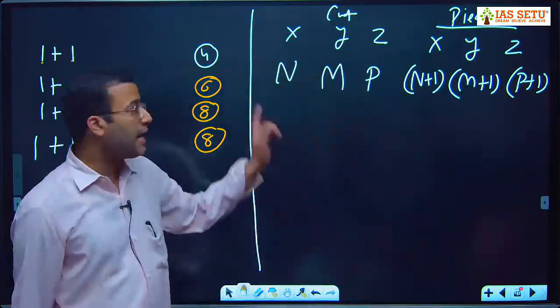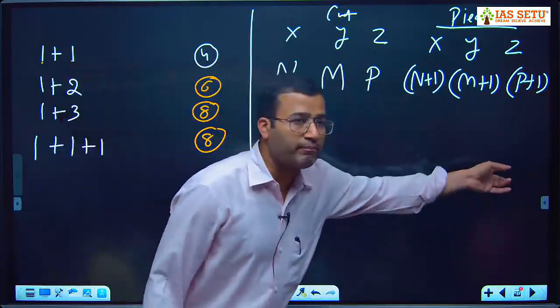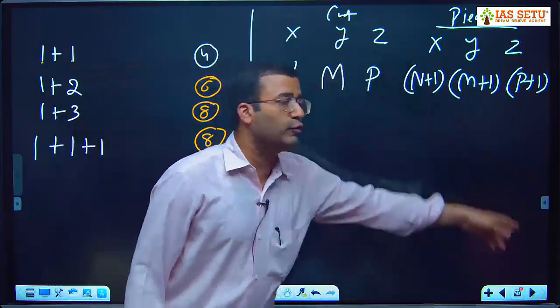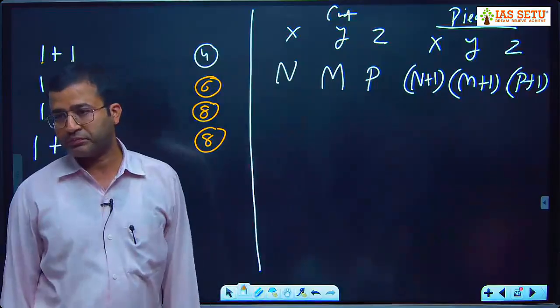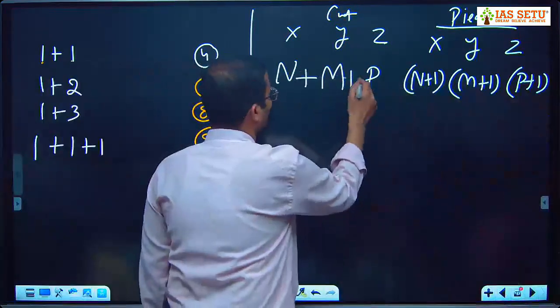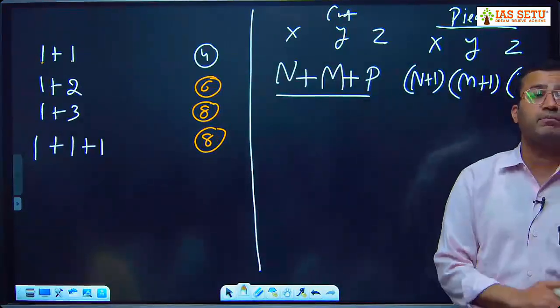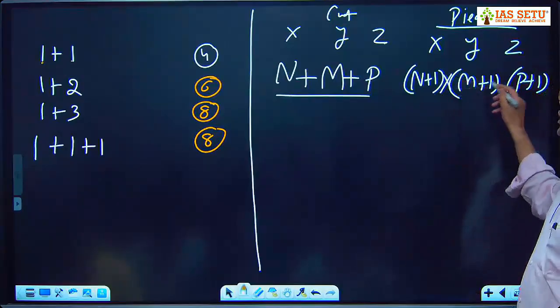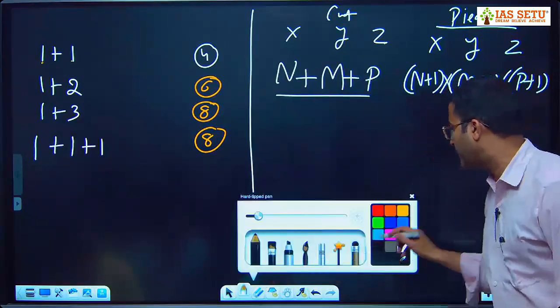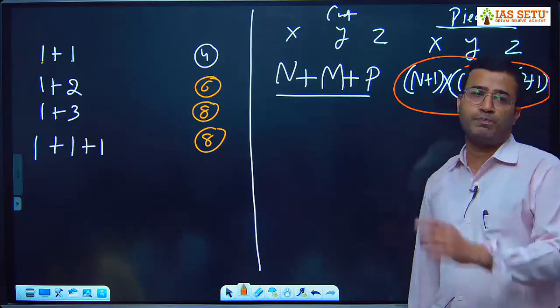I repeat, n cuts give you n + 1 pieces, m cuts give you m + 1 pieces, p cuts give you p + 1 pieces. The rule is the number of cuts we add. The total number of cuts is n + m + p, and the number of pieces we always multiply. So the total number of pieces will be (n + 1) into (m + 1) into (p + 1).